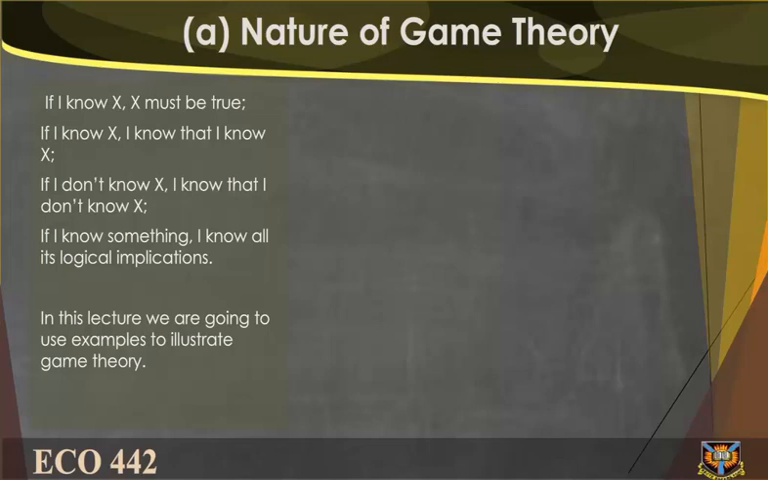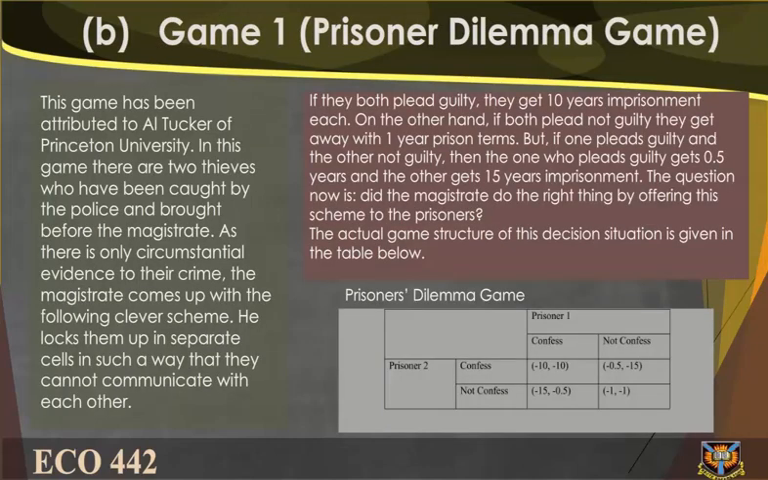In this lecture, we are going to use examples to illustrate game theory. B. Game 1. Prisoner's Dilemma Game. This game has been attributed to Albert Tucker of Princeton University. In this game, there are two thieves who have been caught by the police and brought before the magistrate. As there is only circumstantial evidence of their crime, the magistrate comes up with the following clever scheme.